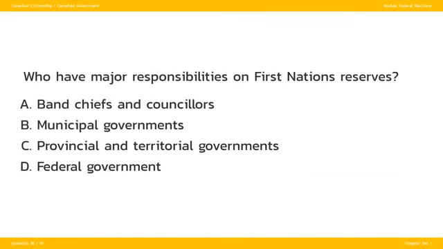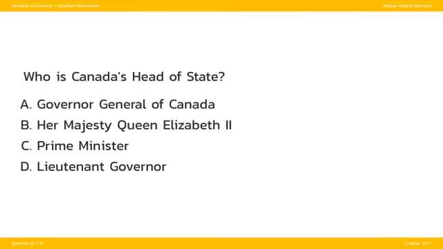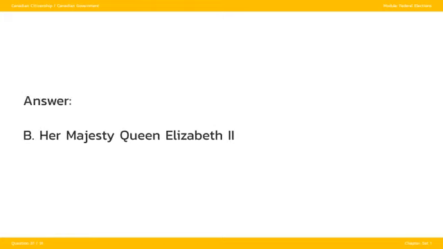Who have major responsibilities on First Nations reserves? A. Band chiefs and councillors. B. Municipal governments. C. Provincial and territorial governments. D. Federal government. The answer is A. Band chiefs and councillors. Who is Canada's head of state? A. Governor-General of Canada. B. Her Majesty Queen Elizabeth II. C. Prime Minister. D. Lieutenant Governor. The answer is B. Her Majesty Queen Elizabeth II.